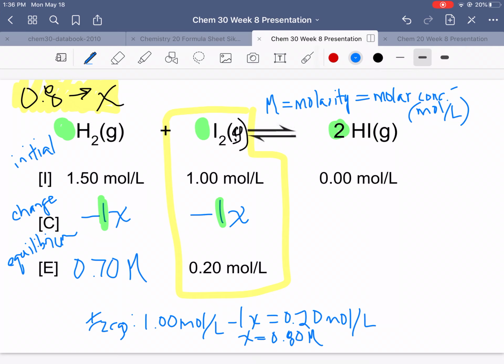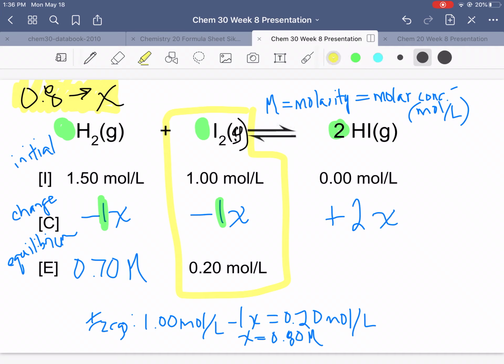Let's move on to the hydrogen iodide gas. This one's a little bit different. If the reactants are going down in concentration, the product must be going up. It's like a seesaw. It's a balancing act. How much does it go up by? Well, we're going up, so we're going to put a plus, and it's going to go up by 2x.